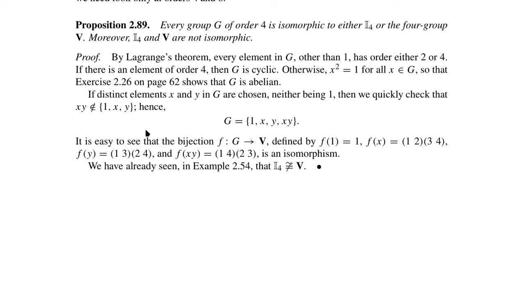Okay, so if you have two distinct elements, x and y, which are non-trivial, so they're not the identity, then you'll see that G is going to have 1, x, y, and xy.